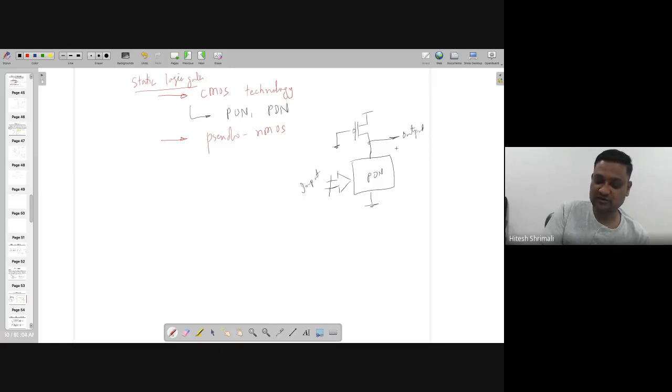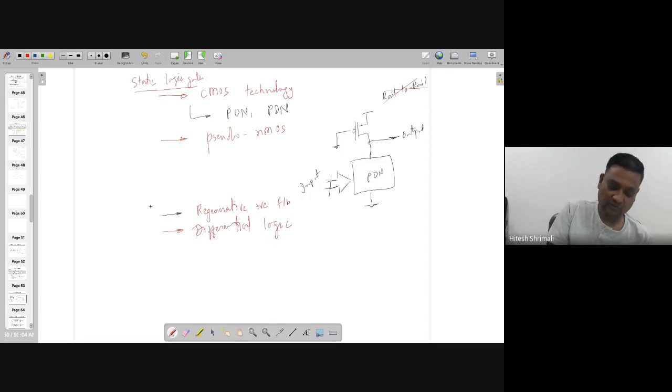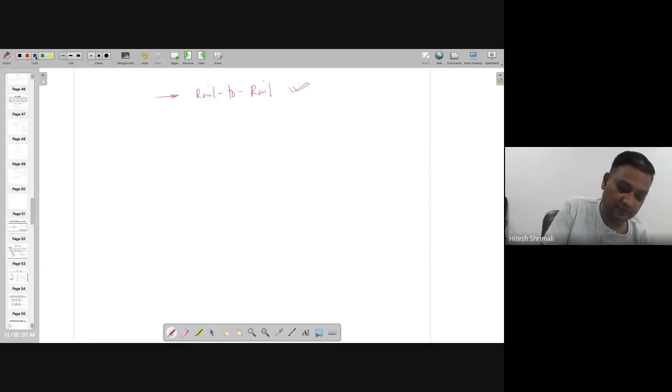The only problem is you can't reach VOL of 0 volt. It's not rail to rail. That's the problem over here. But to deal with it, we found out that there are two things which are very useful: one is regenerative positive feedback, and the other is differential logic. That has been done by the technique called DCVSL, differential cascode voltage switch logic, where you are keeping all the transistors in cascaded mode so that you can have the output rail to rail.